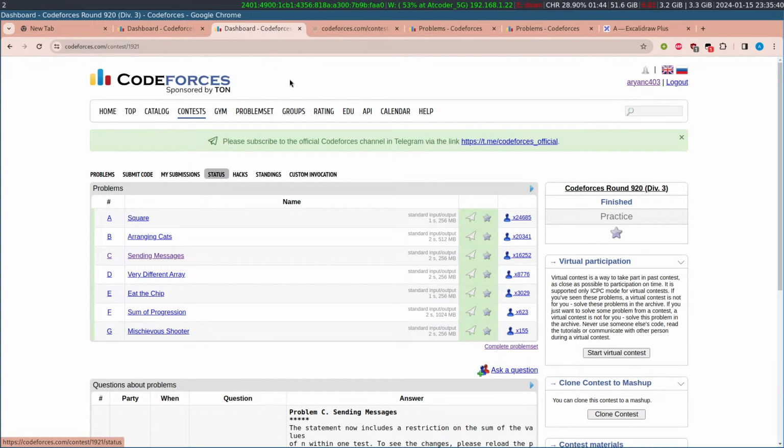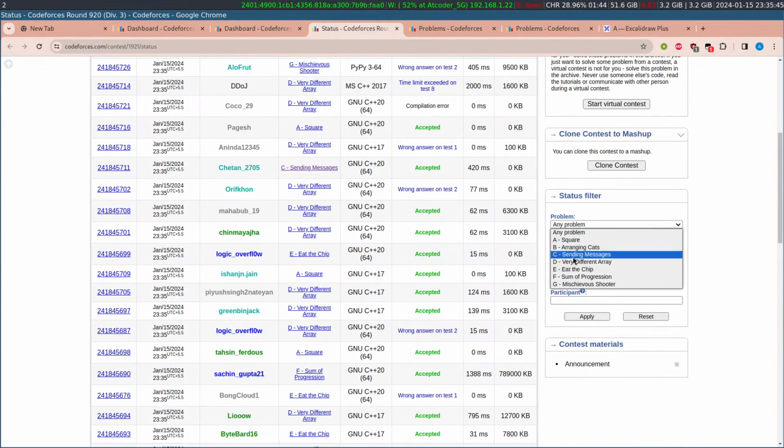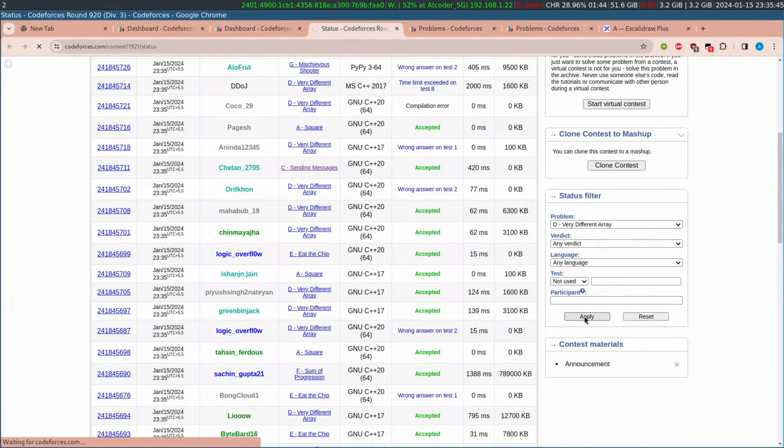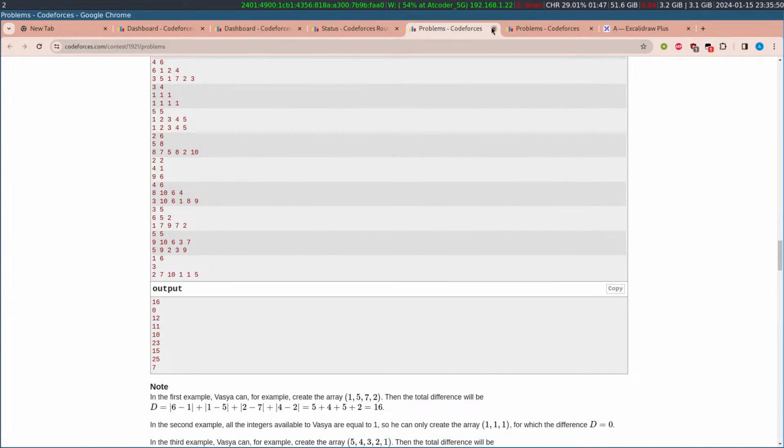My solution might get hacked as well. Like just try to prove something. Probably let me first check the idea for D. Reading the problem D first.